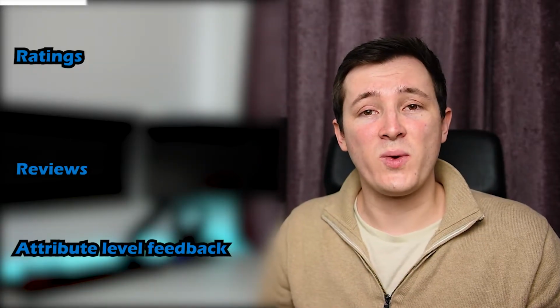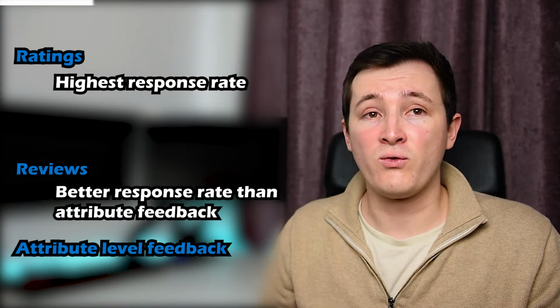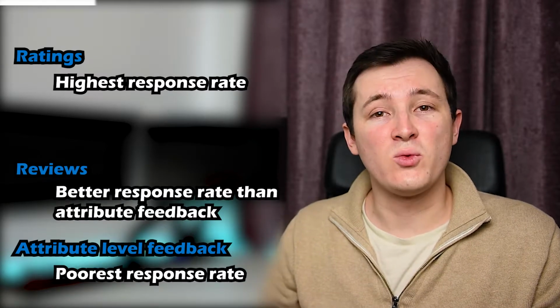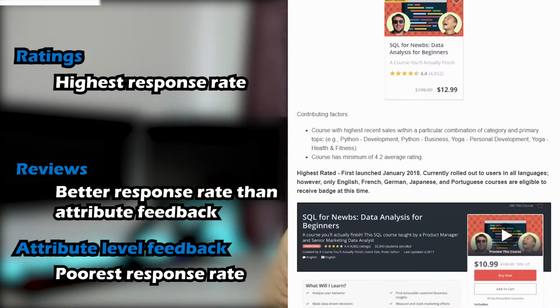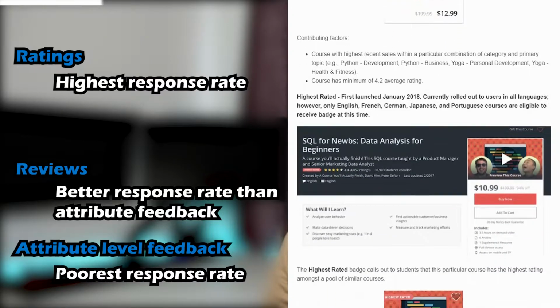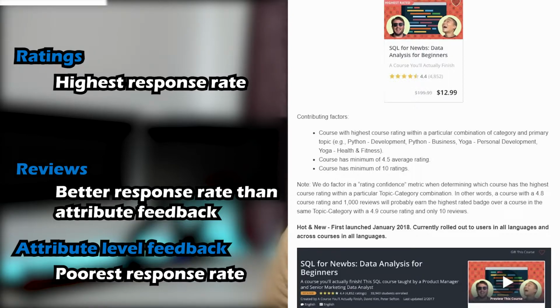All of these types of feedback can be provided by any student, but what you typically find is you get far more ratings than the other two, and far more reviews than attribute level data. Furthermore, ratings can help you acquire the badge called highest rated, which depends on having the highest rated course within a particular category, an average minimum rating of 4.5, and at least 10 ratings for that course. This is probably quite a good marketing boost. It probably has some impact on people enrolling in your course.